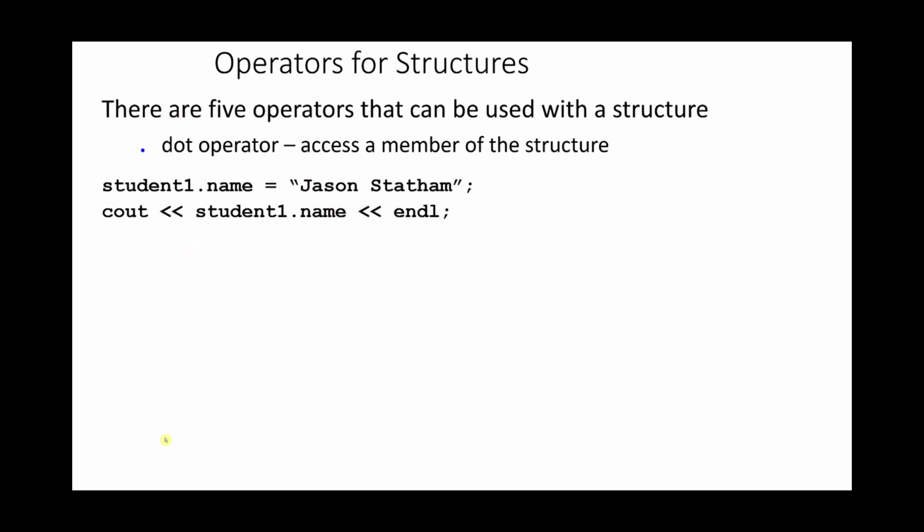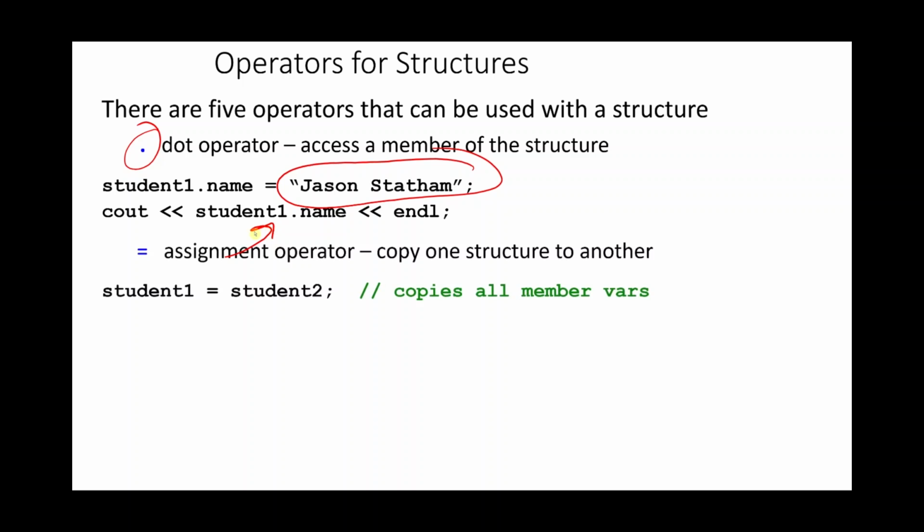So what operators do we use for structures? There are 5 operators that you can use with structures. The first one is the dot operator. With the dot operator, you can access member variables of a structure. So student.name equals, assigning a student name or a name like Jason Statham. Then if you want, you can also use it to print student1.name.